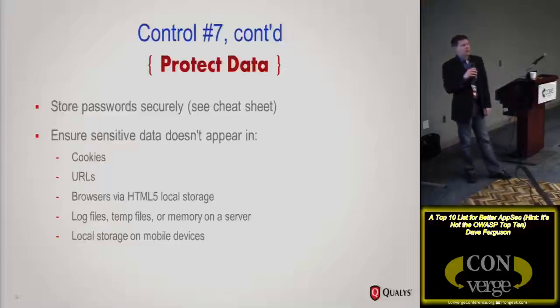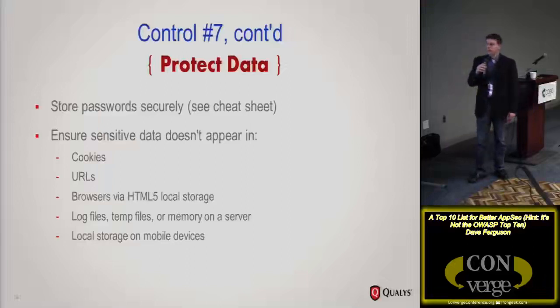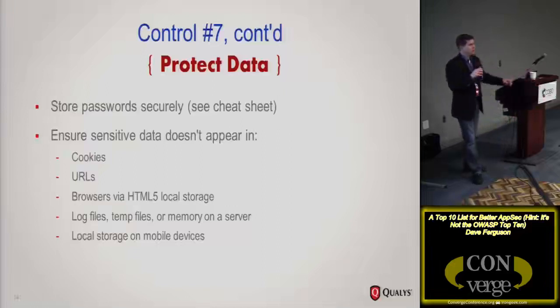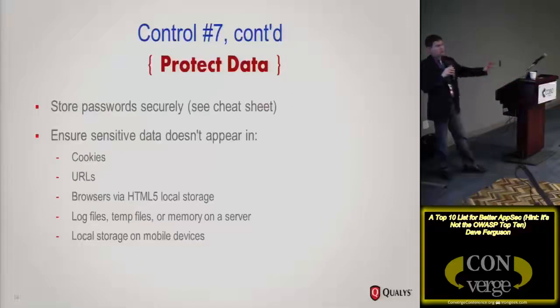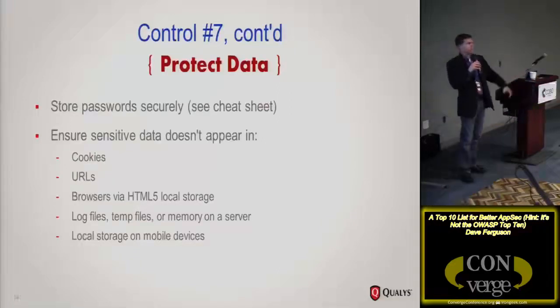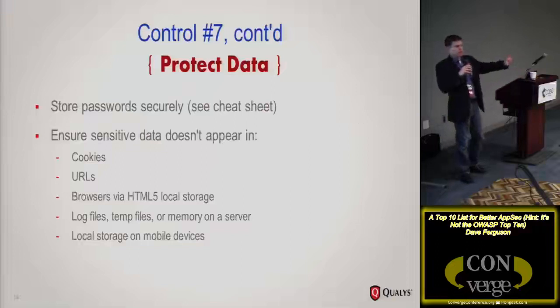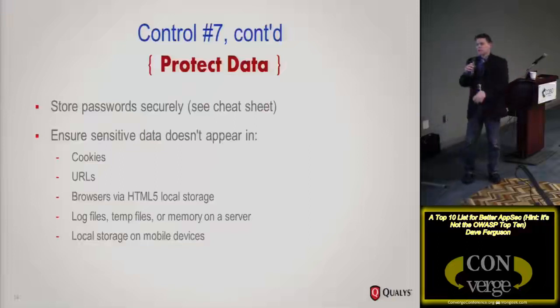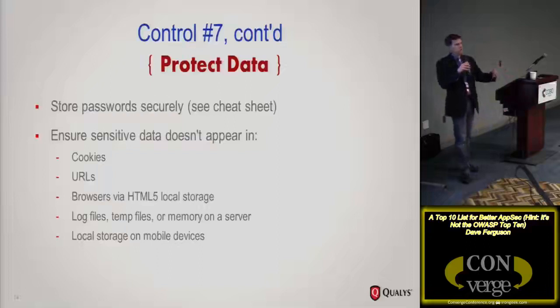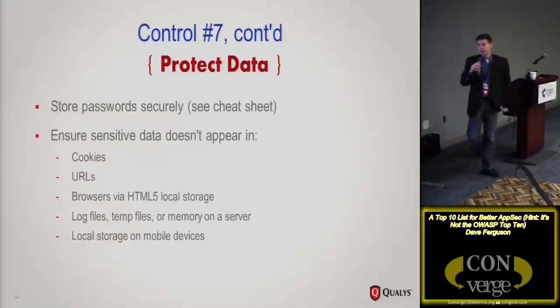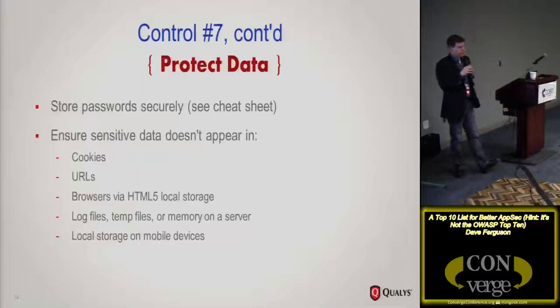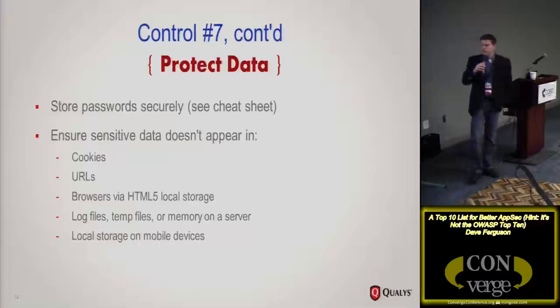Also, protecting data means avoiding sensitive data appearing in cookies, URLs, browsers, and HTML5 local storage. So before HTML5, the only way a server-side web app could store data on a client side was really through cookies or something fancy like Flash cookies. But with HTML5, there's a whole framework around servers being able to store data on the client side, and that's called HTML5 local storage. So you have to be careful you're not storing anything sensitive in that location.